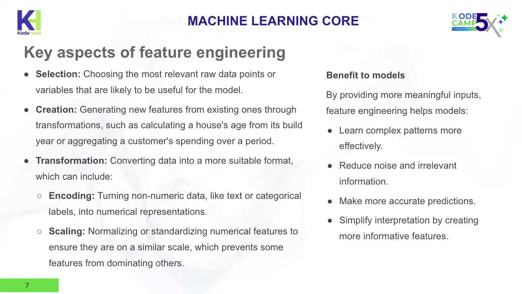Encoding is when you turn non-numeric data like text or categorical labels into numerical representations. You have to come up with the numerical representations of features. Otherwise, you can't do anything with it, right? So that's encoding. Encoding works for any raw data or raw feature that is not numeric, right?